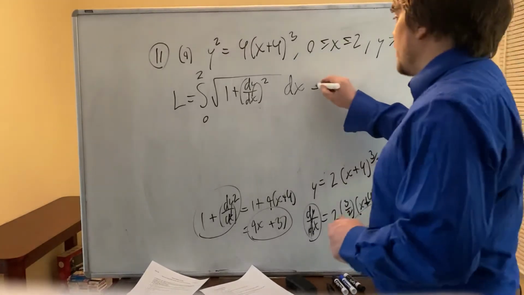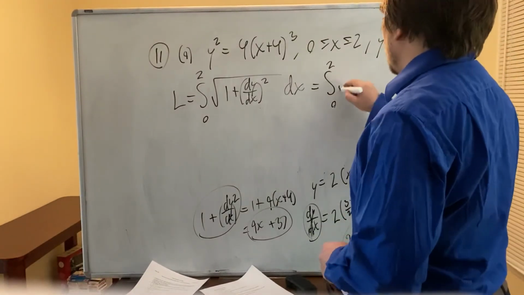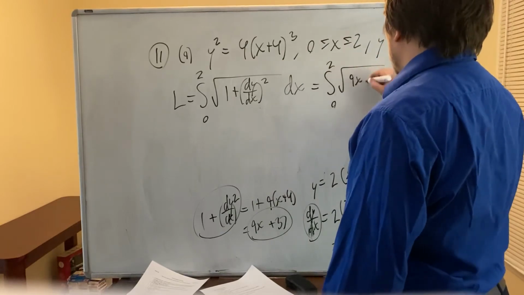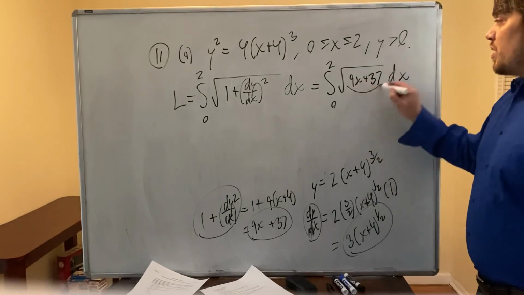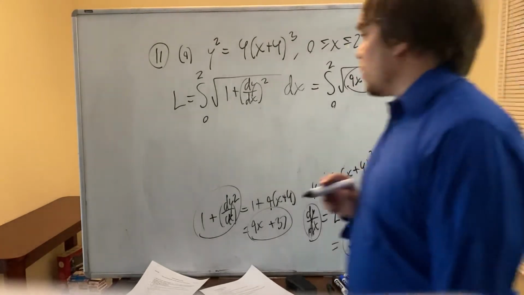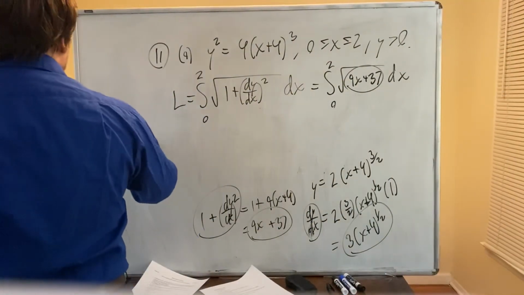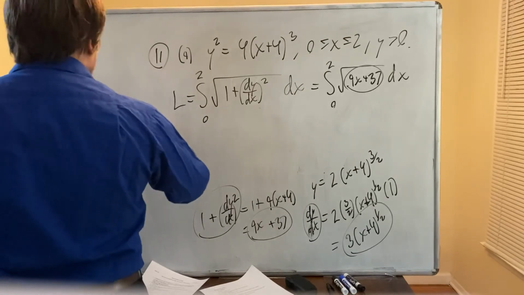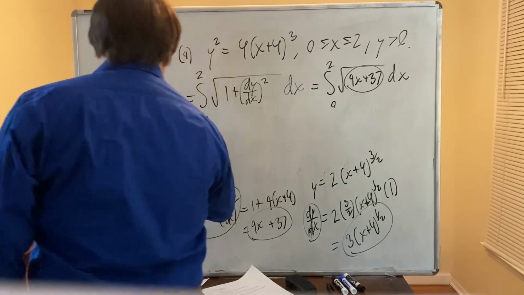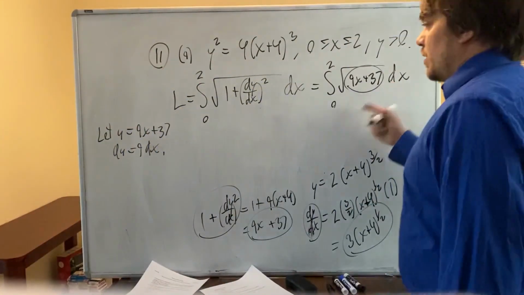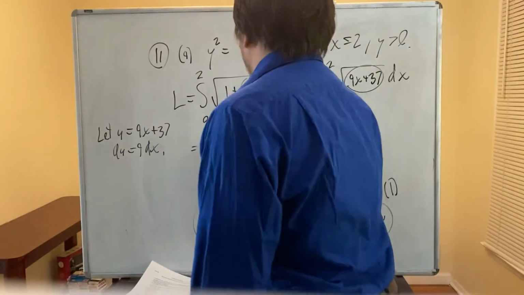Okay, so this is equal to the definite integral from 0 to 2 of the square root of 9x plus 37 dx. What's weird about this is the 9x plus 37 in the square root, so we're going to do substitution. We're going to let u equal 9x plus 37, so du is 9 dx. We're missing a 9 here, so we'll fix that, and we'll leave space here.